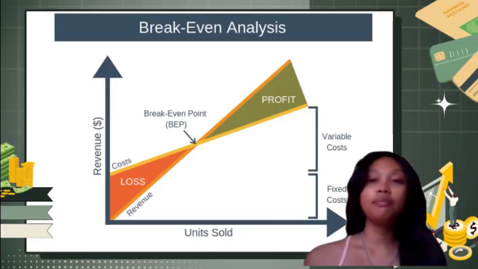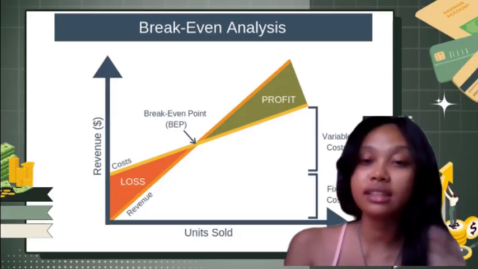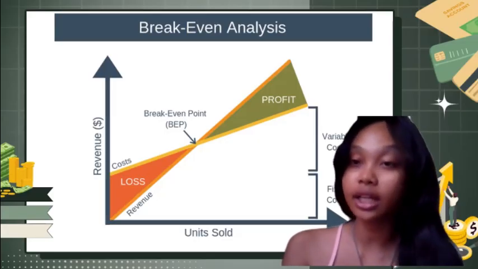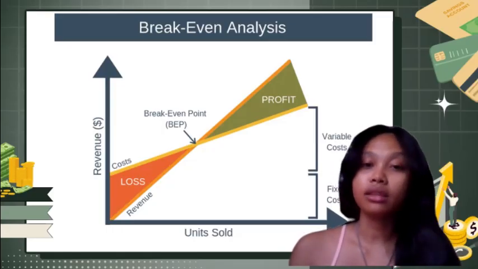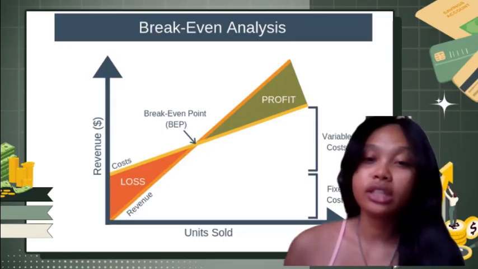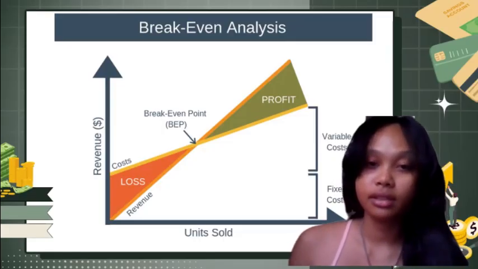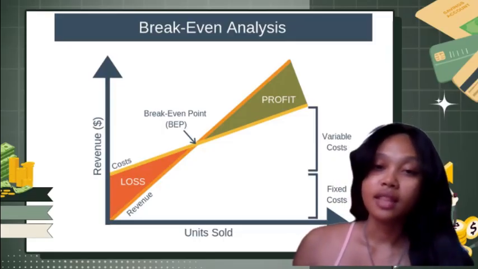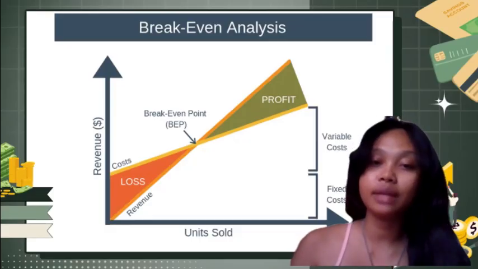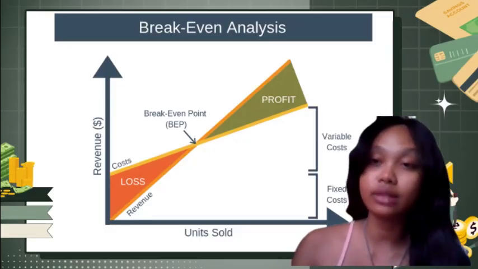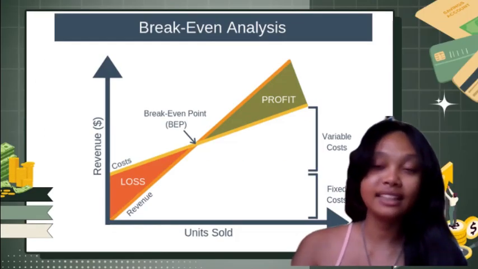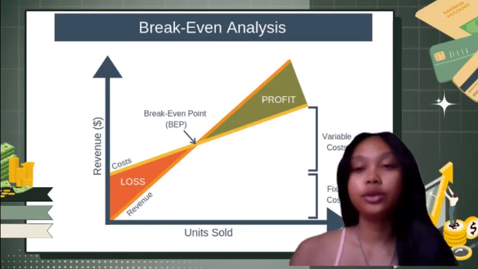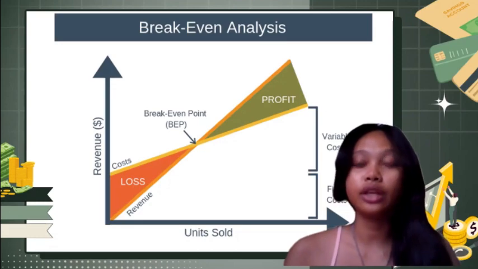So this graph shows that when sales are low, the business loses money. At the break-even point, there is no loss and no profit. After that point, the business starts earning profit as sales increase.